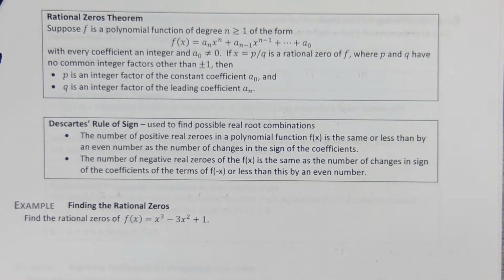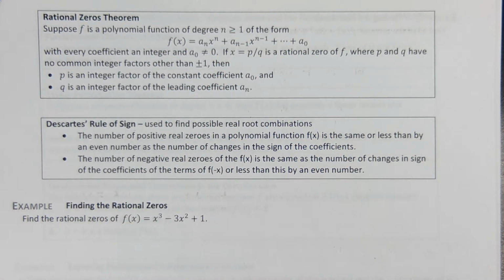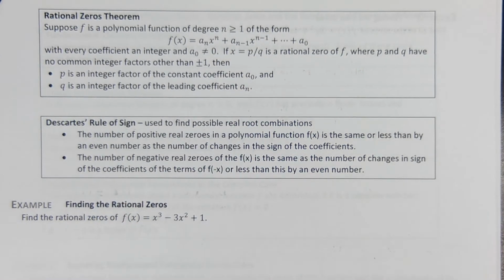So we have the rational zero theorem. It says if you have a polynomial, where n is greater than or equal to 1, and every coefficient is a real number, obviously, we're going to be using the P over Q test, which is what I was taught it was called. X equals P over Q is a rational zero of f, where P and Q have no common integer factors other than plus or minus 1.